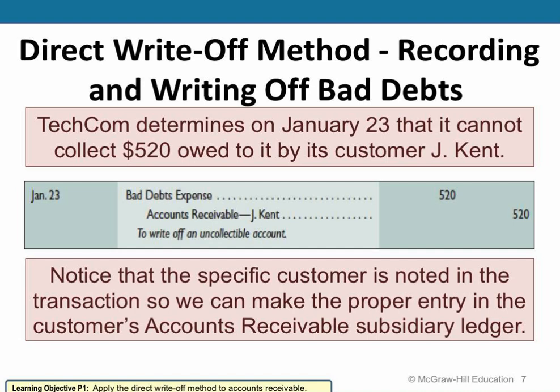An example might be we previously recorded a sale for $520, where we debited accounts receivable and then had our sales listed. The customer called and said, hey, I can't actually pay after all. So what we would do if we were using a direct write-off method is we'd book an expense immediately as a debit, and we'd credit the accounts receivable back off.